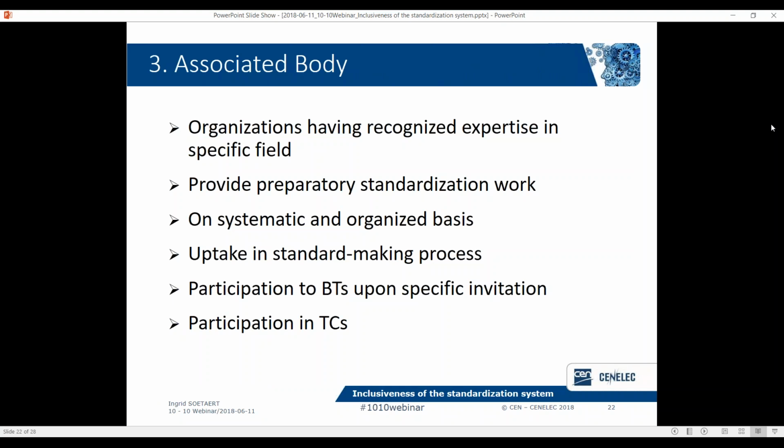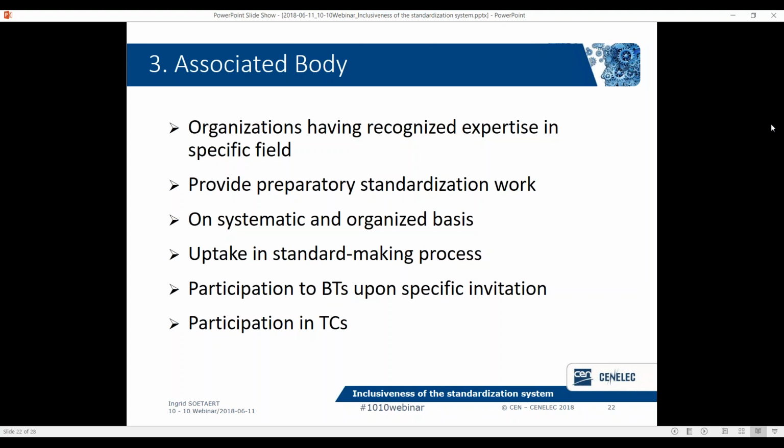The third group are the associated bodies. Considering the CEN and CENELEC missions, it's also of importance to ensure full partnership with identified organizations having recognized technical expertise in a specific field and who are willing and able to provide preparatory standardization work on a systematic and organized basis to be further introduced into the normal CEN and CENELEC standard making process.